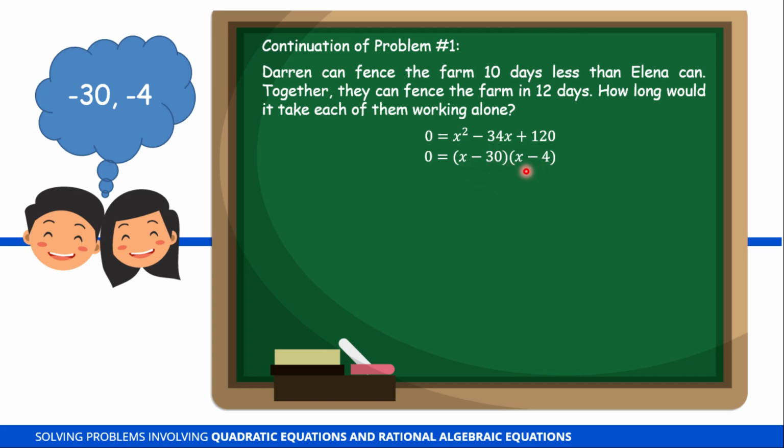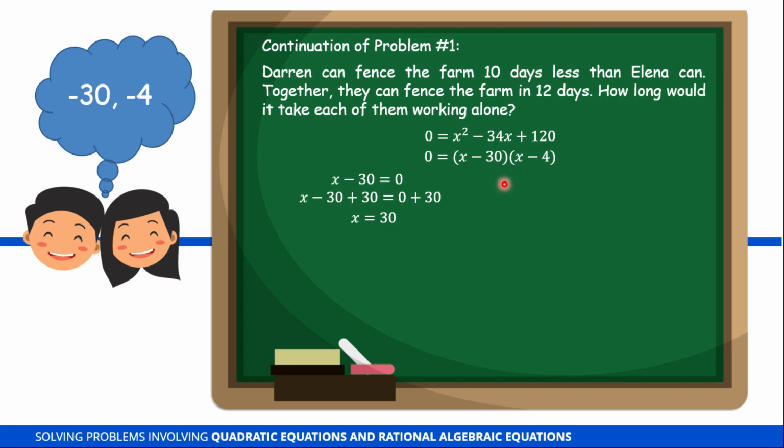Gumamit na tayo ng ating zero product property. Unahin natin yung quantity x minus 30. Magiging x minus 30 is equal to 0. Mag-add tayo both sides ng positive 30 para maging x na lang ang maiiwan dito sa ating left side. So, we have x is equal to 0 plus 30, that is 30. Yan yung unang value ng x na ating nakuha.